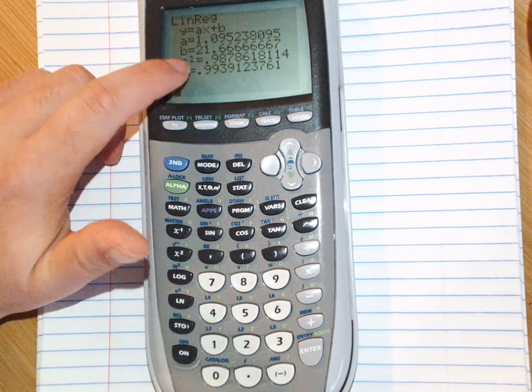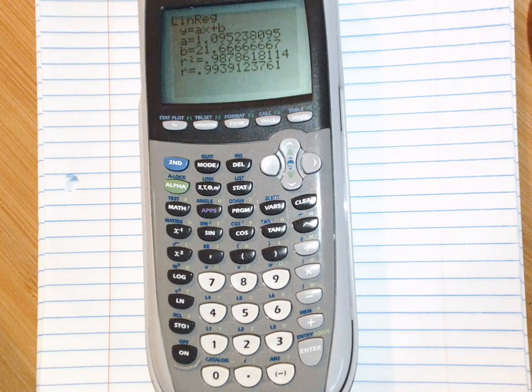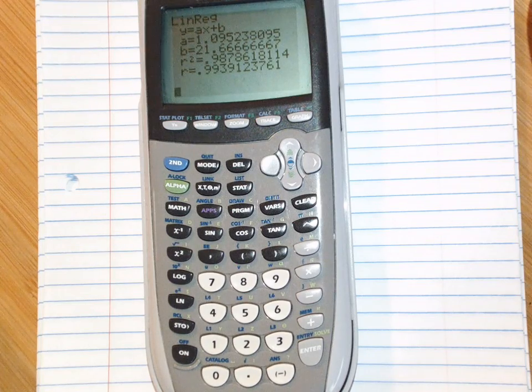So this one has a correlation coefficient of 0.994, which means that the X and Y variable are very, very closely related to each other. And that you could use this equation that it has given you in order to estimate or predict the values of Y for any given X, and you would be reasonably close. With 0.994, your estimations would be reasonably correct.